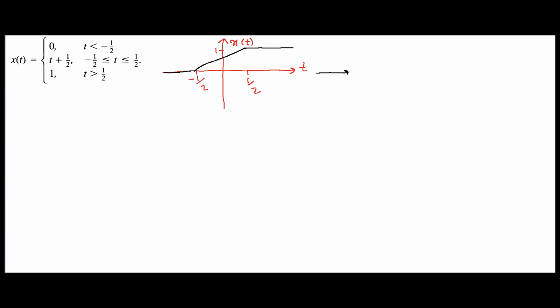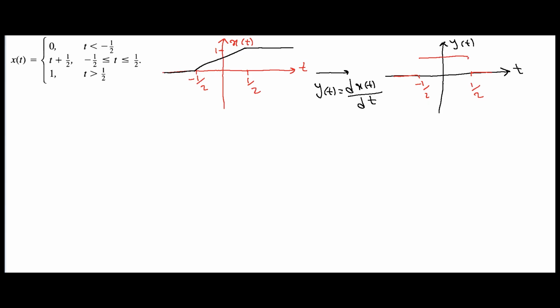Instead of directly transforming x(t), we first differentiate it. Let the derivative of x(t) be y(t). So dx(t)/dt equals y(t). Now let's sketch y(t). Before minus 1/2 is still 0. After plus 1/2, the derivative becomes 0. Between minus 1/2 and plus 1/2, since the signal is a line with slope 1, its derivative becomes 1. So y(t) becomes a rectangular pulse.